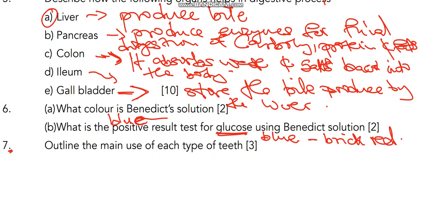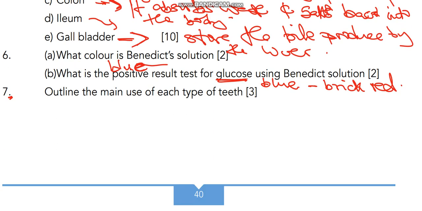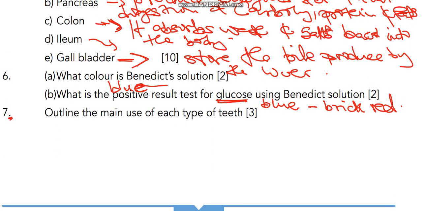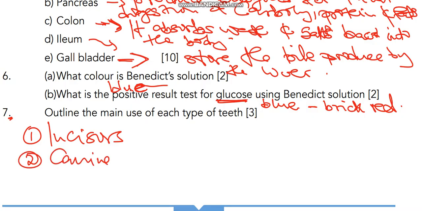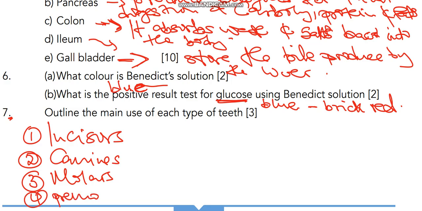And the last question that we're going to have here says, outline the main use of each type of teeth. So you have to mention the types of teeth and also give their functions. Okay, so we have different types of teeth. Number one, we have incisors, of course. Number two, we have canines. Number three, we have molars. Number four, we have what you call premolars.